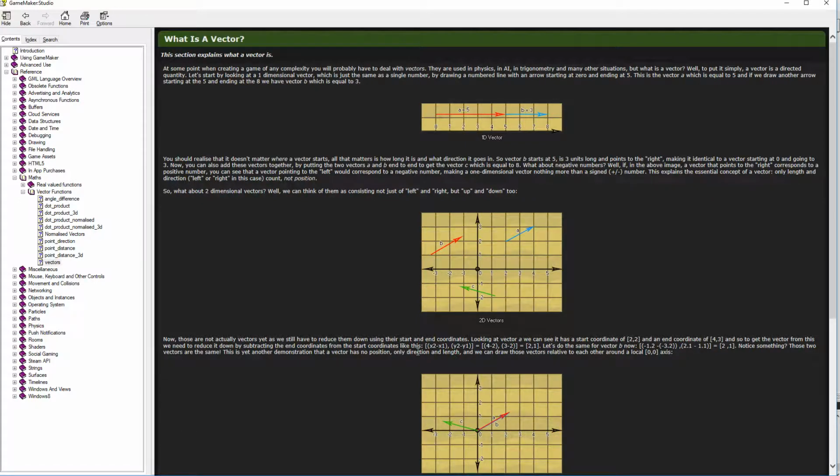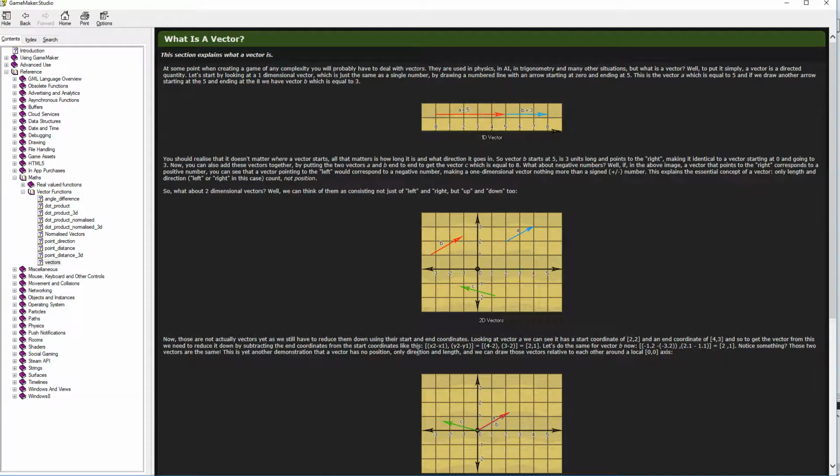So, at some point when creating a game of any complexity, you will probably have to deal with vectors. They are used in physics, in AI, in trigonometry, and many other situations. Ugh. I'm already yawning. But what is a vector? Well, to put it simply, a vector is a directed quantity.